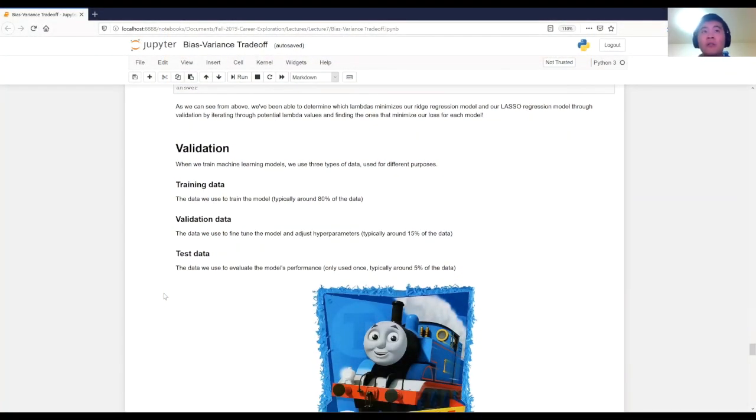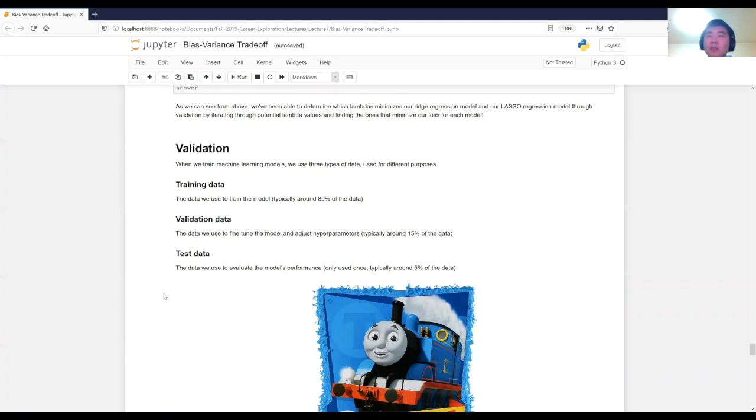So then we're going to move on to the nitty gritty of validation. So validation has three parts. Or I should say general machine learning has three parts. The first part is to actually construct and train our model. And we use this with training data, which is the majority of our data, typically around 80%. The next is validation data, which is around 15%.